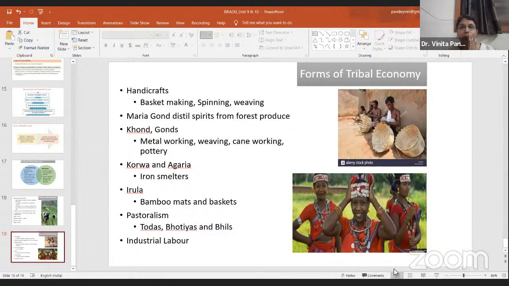So friends, these are different forms of tribal economy that I have discussed. And in this unit, two questions can be very, very important. One is characteristics of tribal economy, and second is forms of tribal economy.